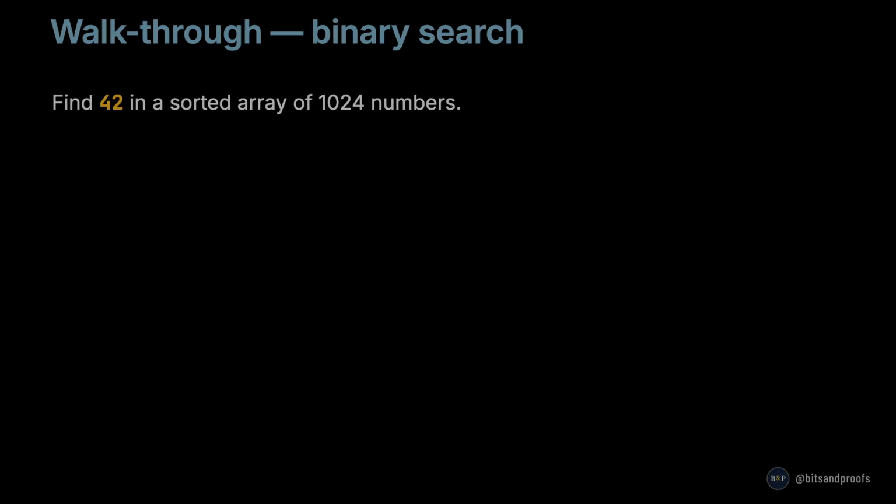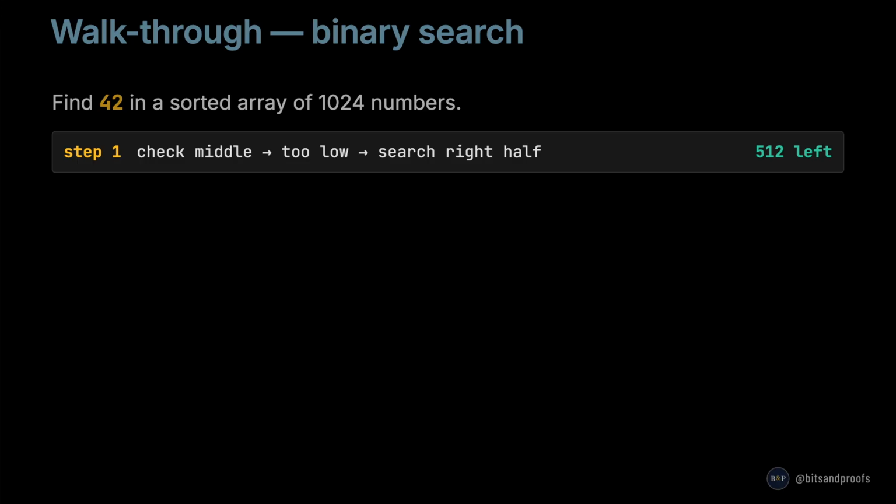The classic example of logarithmic time is binary search. Let's walk through it. Find the number 42 in a sorted array of 1024 numbers. Without binary search, the worst case is to scan all 1024. With binary search, we'll be done in 10 steps. Let me show you why.